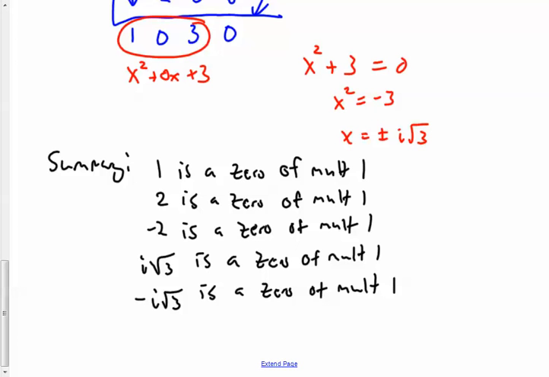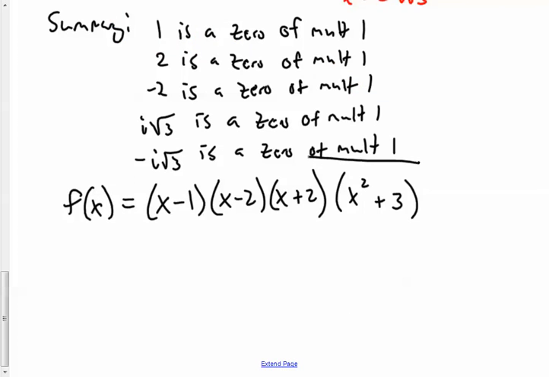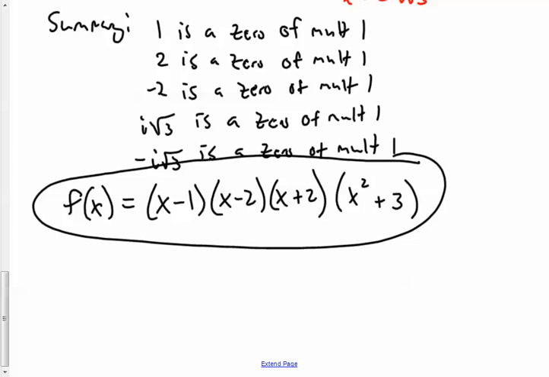This is saying our original expression, we could rewrite it in a completely factored form of x minus 1 times x minus 2 times x plus 2 times our x squared plus 3 term, or x minus i times the square root of 3 times x plus i times the square root of 3. We found all the zeros and their multiplicities for this original polynomial.